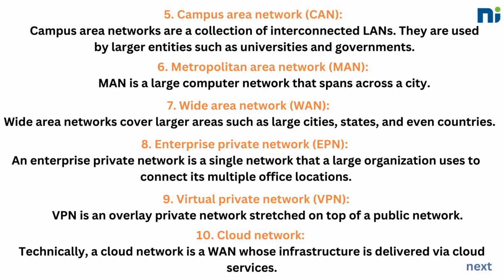Wide area networks cover larger areas such as large cities, states, and even countries. 4. Enterprise private network. EPN. An enterprise private network is a single network that a large organization uses to connect its multiple office locations. 5. Virtual private network. VPN. VPN is an overlay private network stretched on top of a public network. 6. Cloud network. Technically, a cloud network is a WAN whose infrastructure is delivered via cloud services.